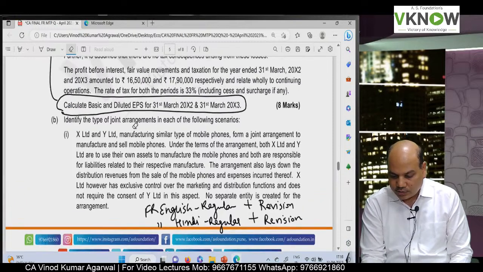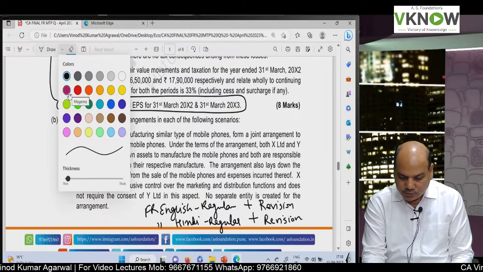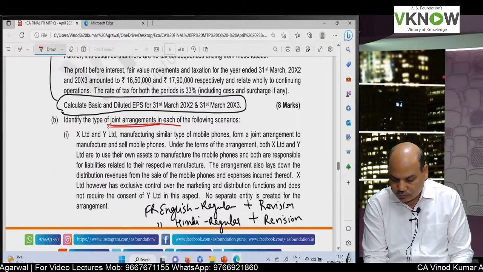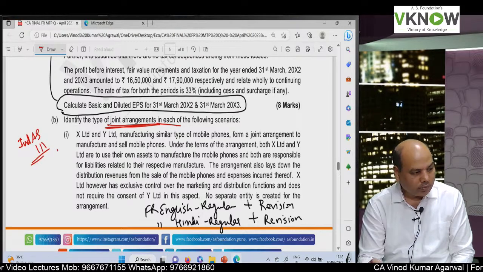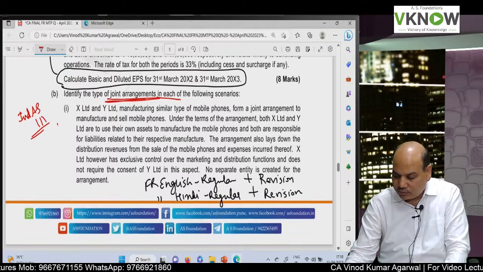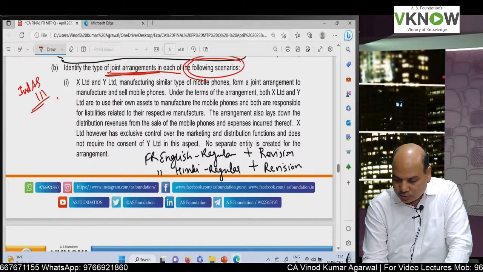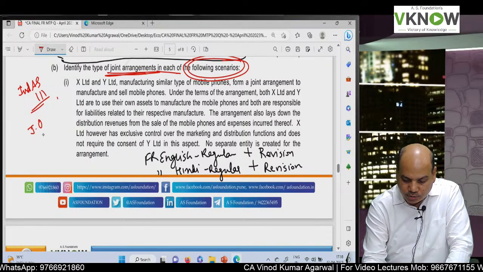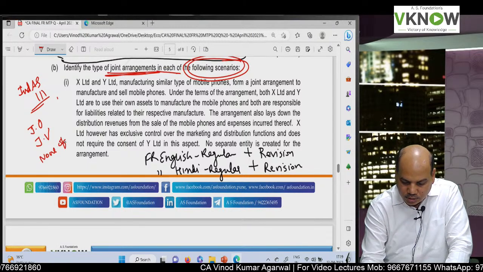The next question is a theory question on Ind AS 110. The next is a theory question on Ind AS 111, joint arrangement. Next is a theory question on Ind AS 111, but I found this question very easy and very interesting also. They have given you some scenarios and you have to answer whether it is a joint operation, joint venture, or none of the two.